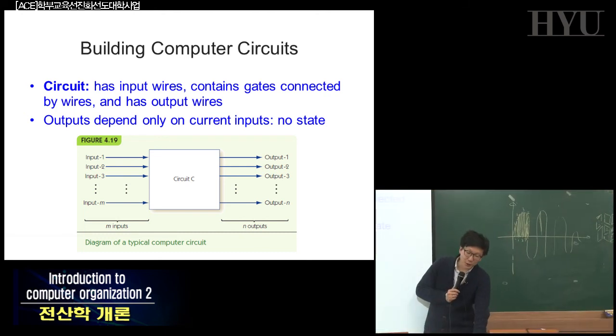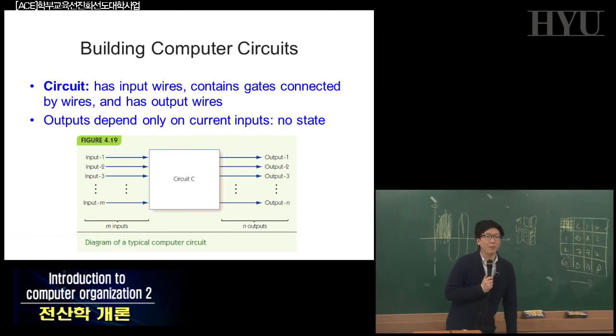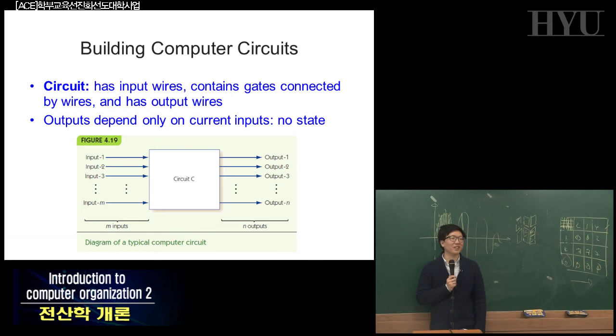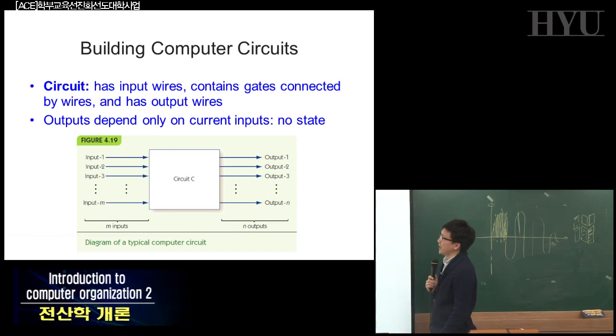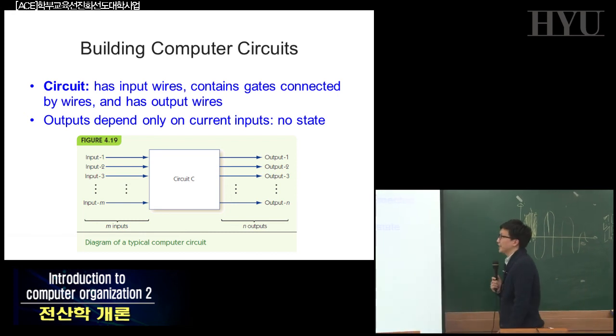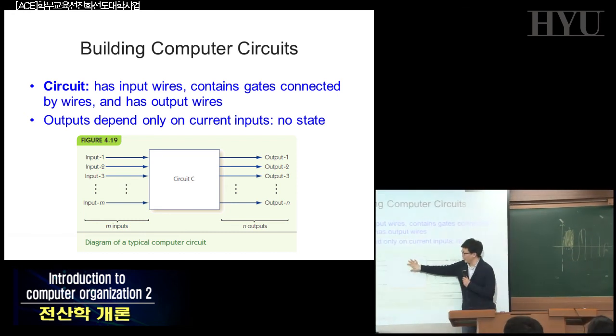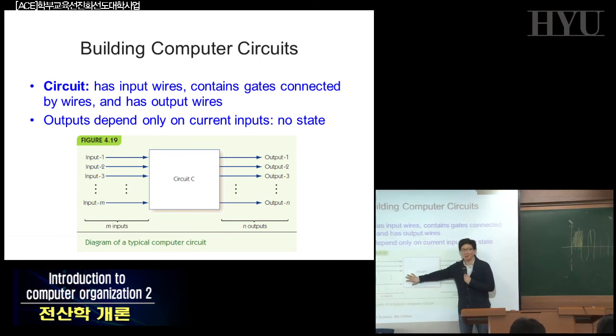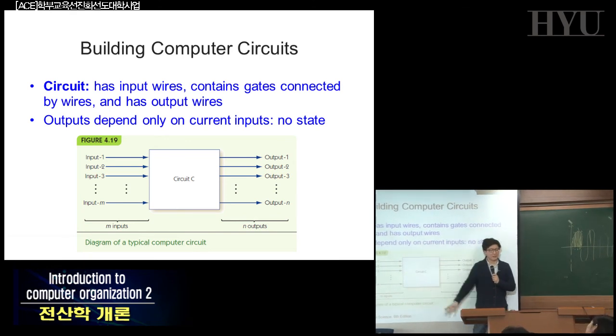So using those AND gates, OR gates, and NOT gates, you can actually start building your own circuits. What matters is how to design those circuits. It doesn't really matter exactly where you put those in. Circuits have input wires and contain gates, an AND gate somewhere, an OR gate somewhere. They are organized in certain fashions.